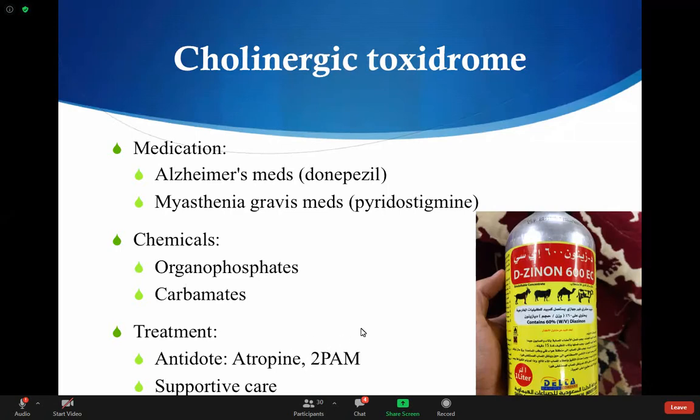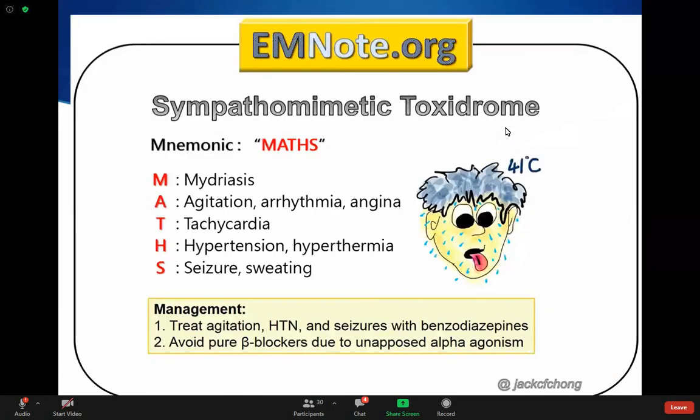And then we give them oximes, and pralidoxime is an example of the oximes that we use. But the most important thing, what's going to save the patient, is atropine and good supportive care, which is intubation if they need intubation, fluids if they're hypotensive, and oxygen and so on. All right.